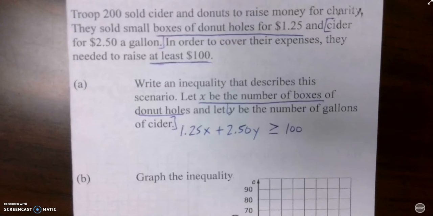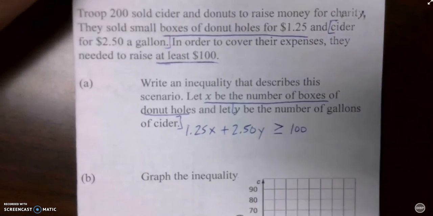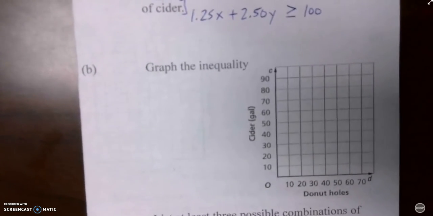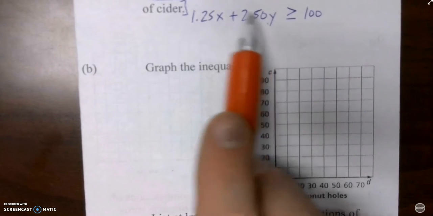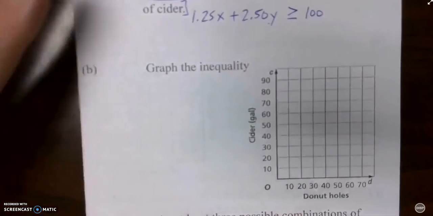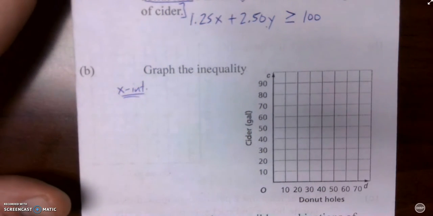What I need to do now is graph the inequality in Part B. So I know that yesterday we talked about solving this thing for Y. I don't really want to mess around with that today. I think I want to find the intercepts. I think I want to find the x-intercept and the y-intercept, and then I want to graph.